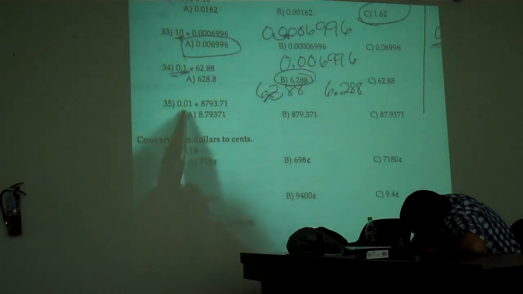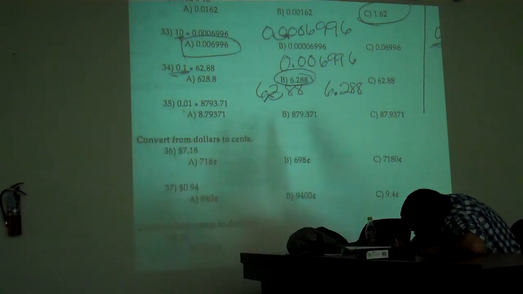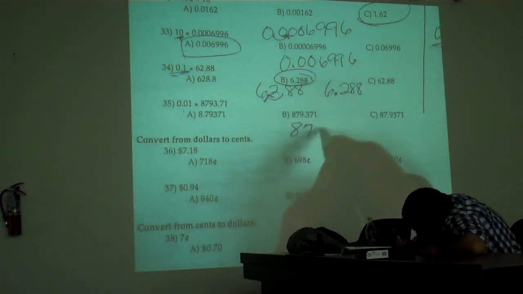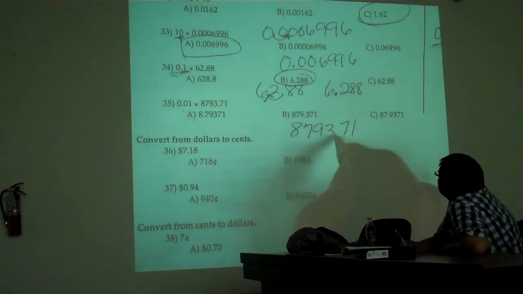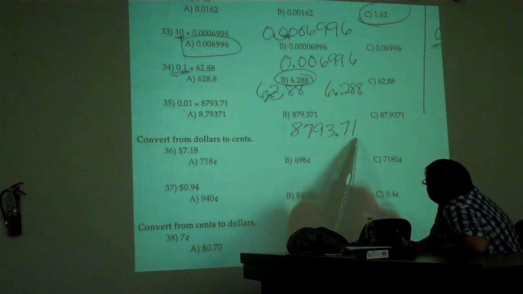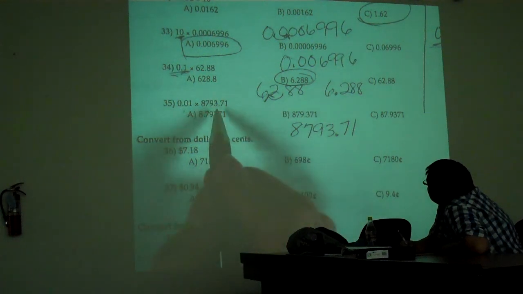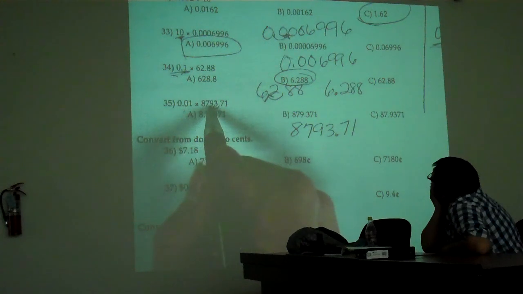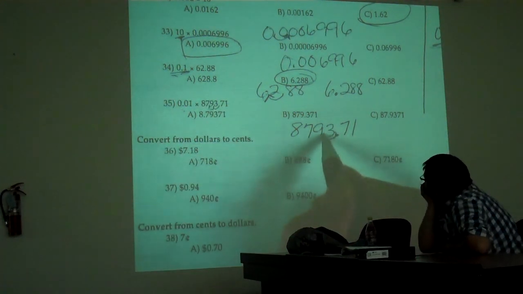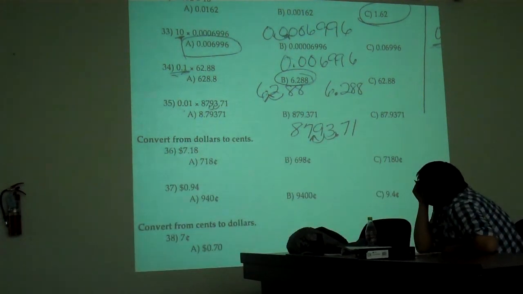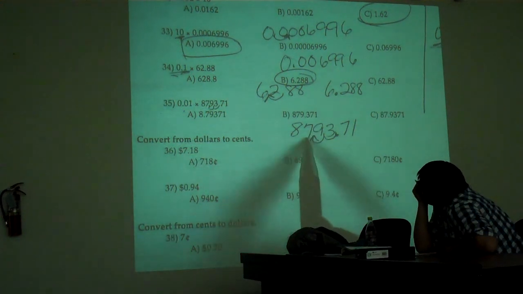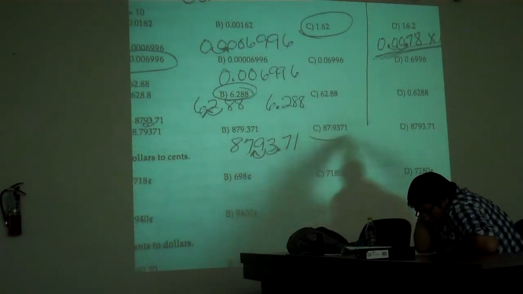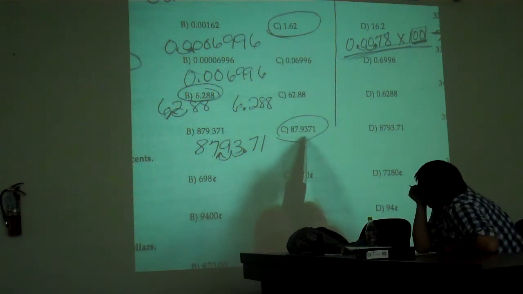This one, how many times are you going to move it? Times 0.01. 2 times, which way? To the left. So you have your number, 8793.71. You don't have to rewrite it if you don't want to. You could do it right here on the problem, show the 2 times. Okay, you could do it there, or you could rewrite it and show it here. 87.9371.